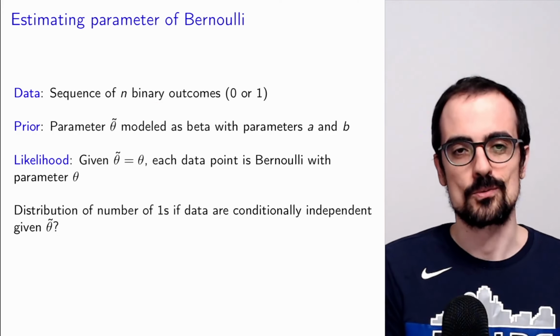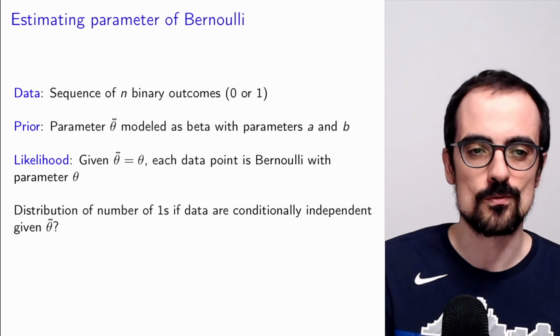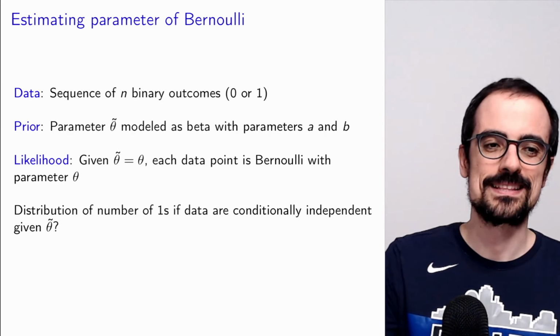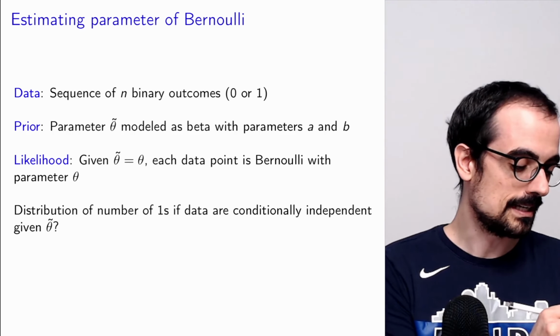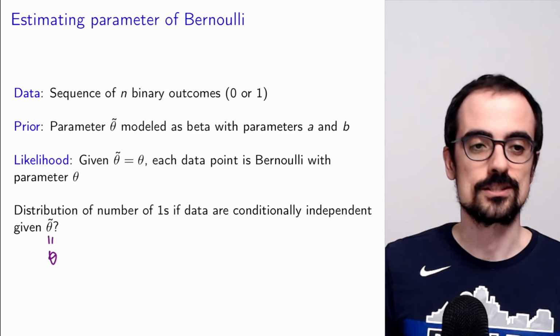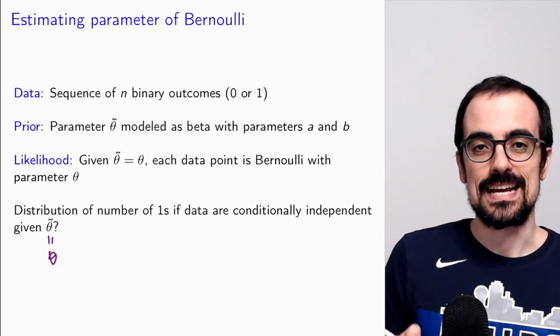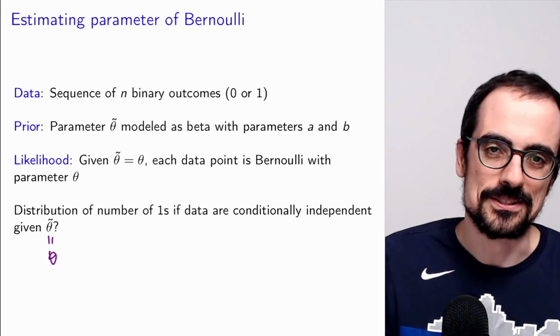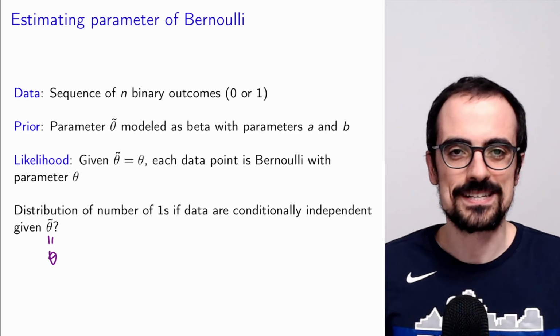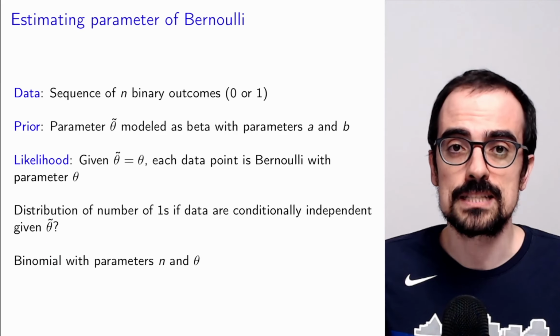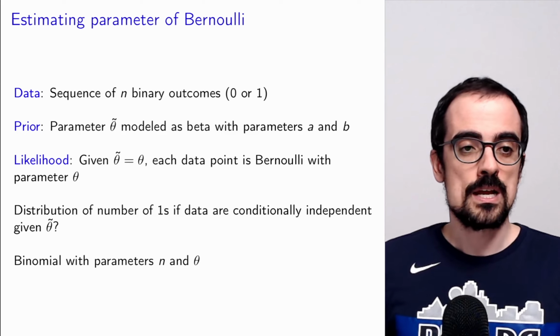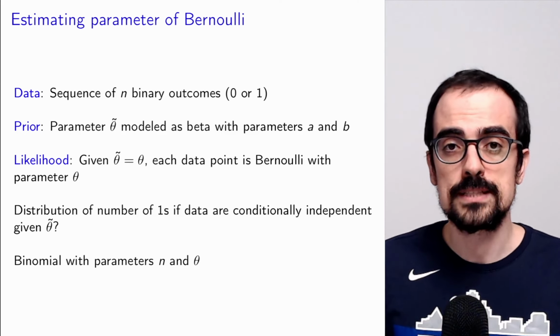Okay, well, this is the question that I wanted to ask you. What's the distribution of the number of ones if the data are conditionally independent given theta? In particular, given theta that is fixed to a certain constant. I would have asked you to think about it, but I was a bit distracted by the siren. It is what it is. This distribution is going to be binomial with parameters n and theta. Now, let's compute the posterior.